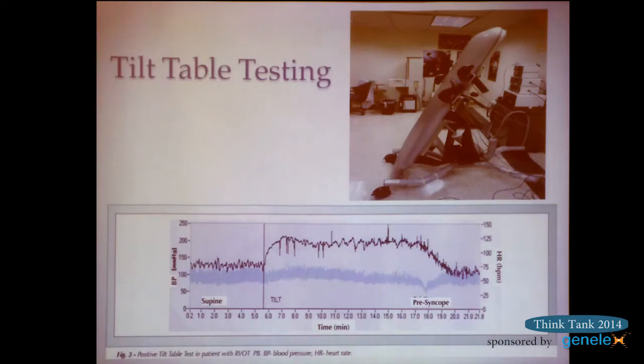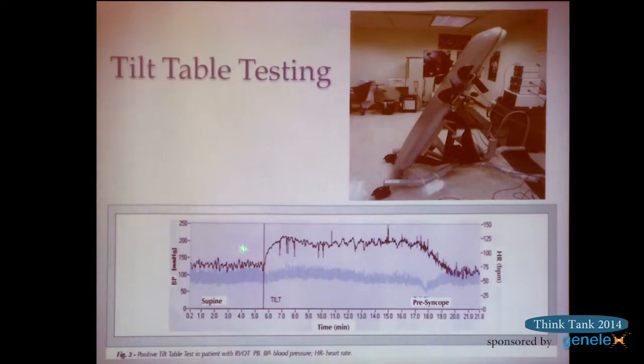And so this is just a representation of a standard tilt table where the bed is tilted. There's a number of straps and supports that we use for the upper body, but the legs are standing usually on a support at the end of the bed. The bottom here is a representation of a tilt table graphic report.